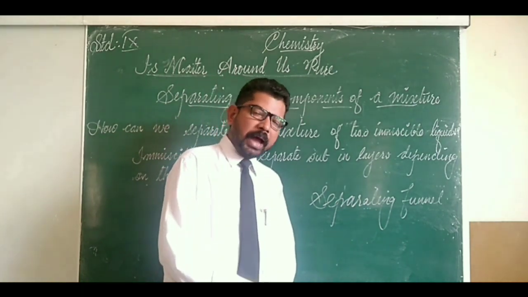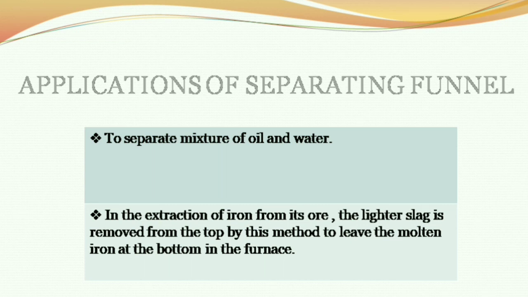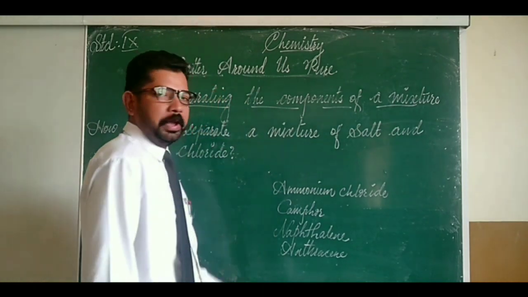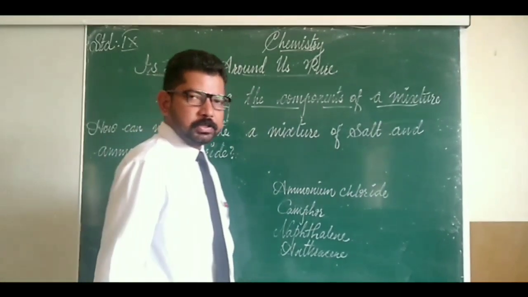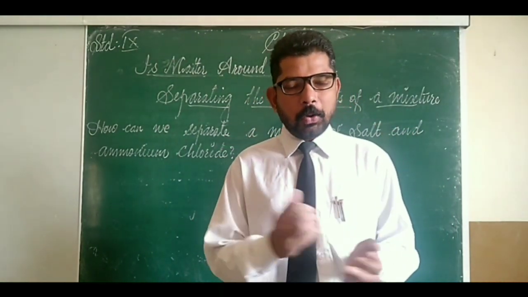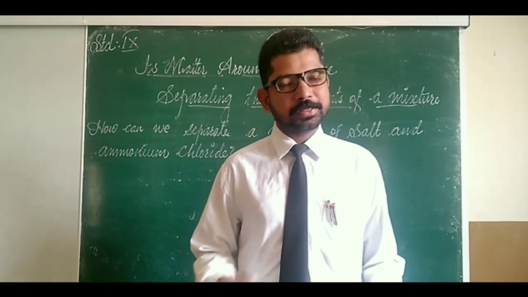Now we can learn the applications or uses of the separating funnel. Applications are here: to separate the mixture of oil and water; the second one, in the extraction of iron from its ore. Next one, how can we separate a mixture of salt and ammonium chloride? Here salt and ammonium chloride are both white in color, both are salts. So how can we separate it?